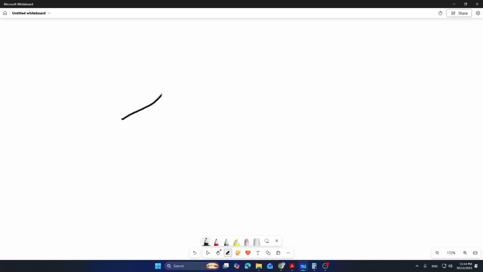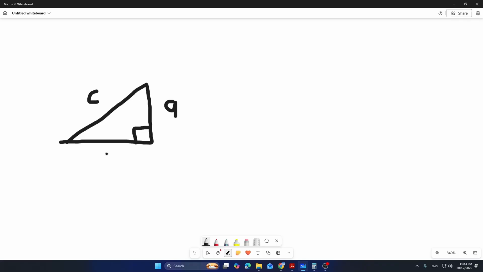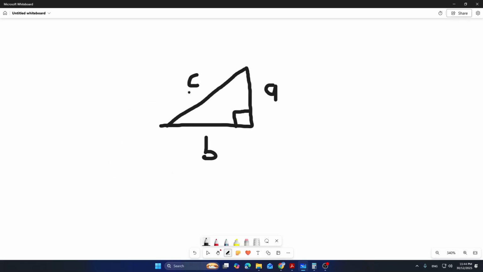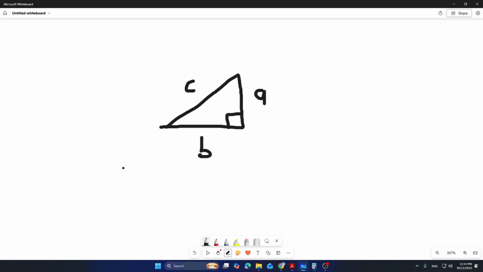If we are looking at a right angle triangle, which is a triangle with a right angle like this one, there is a rule. Let's say for example this side is C, this side is A, and this side is B. To find C, the formula is Pythagoras theorem: C squared equals A squared plus B squared. This is Pythagoras to find this side C.